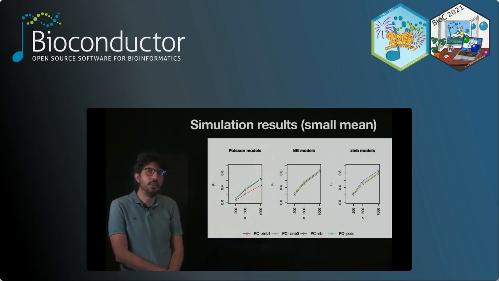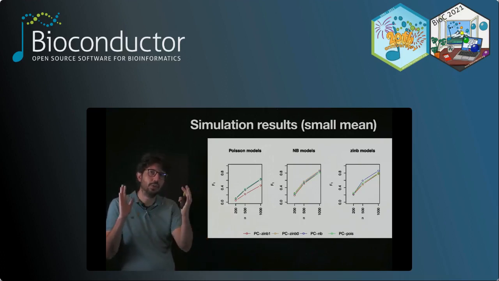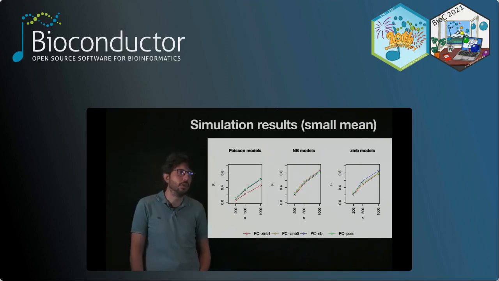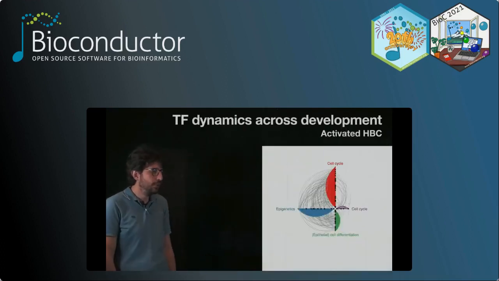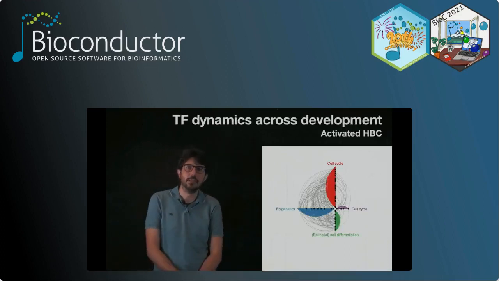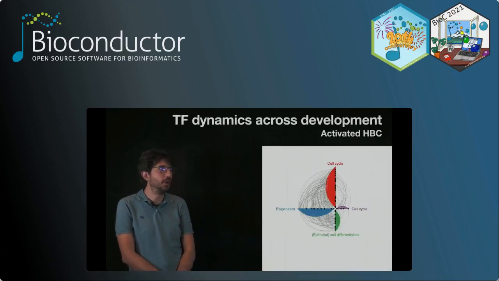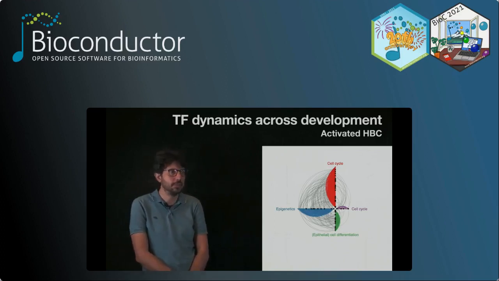With UMI platforms, you have smaller counts. With smaller counts, the distribution gets sort of brought back towards zero, and it seems that zero inflation is not a problem anymore. So let's go back to our data and to our problem and see if we can help understanding transcription factor dynamics across development.